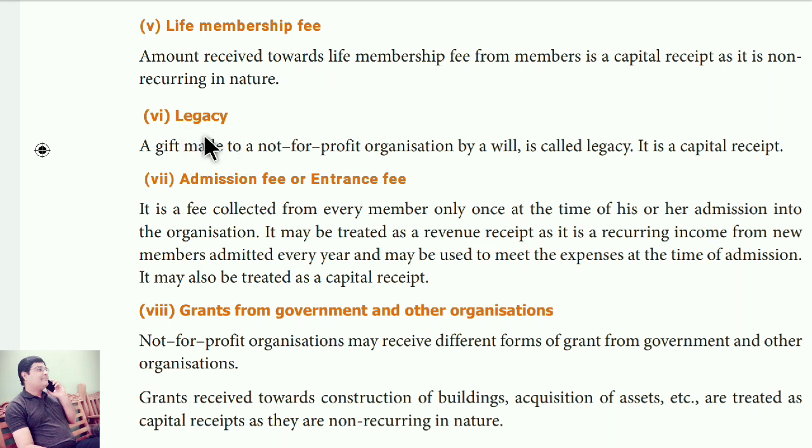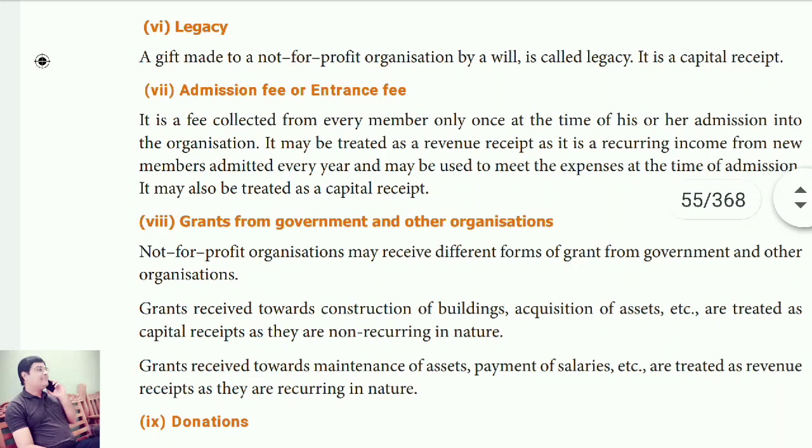Next, third very short answer is legacy. What do you mean by legacy, or what is legacy? A gift made to a not-for-profit organization by a will is called legacy. It is a capital receipt. One more line you have to write down here, so note it down in your book. It is shown on the liability side of the balance sheet.